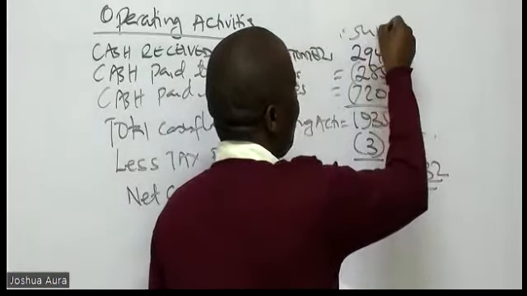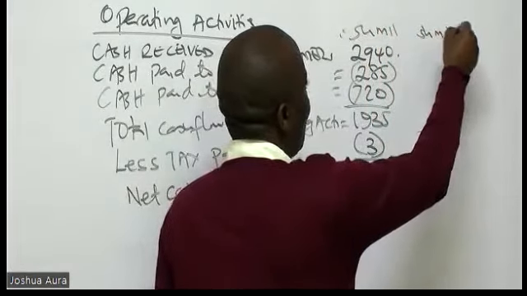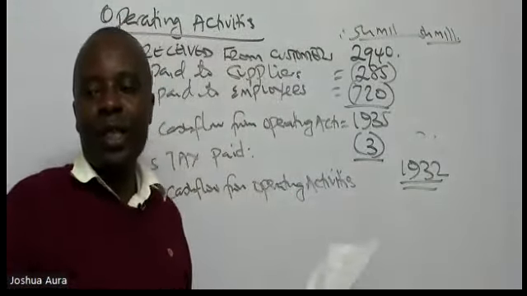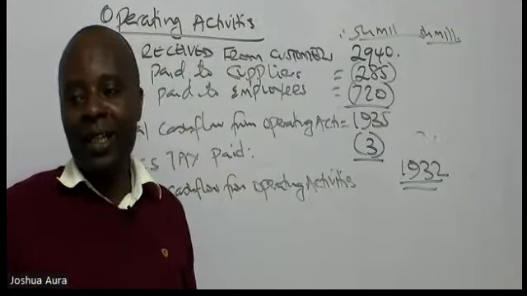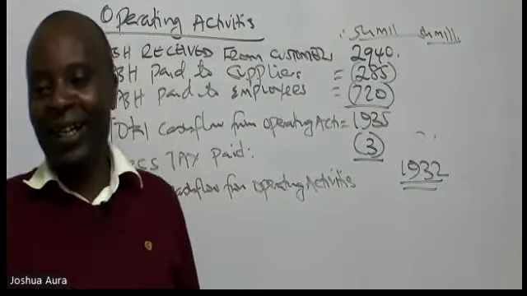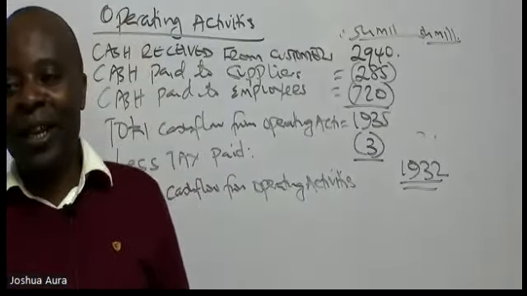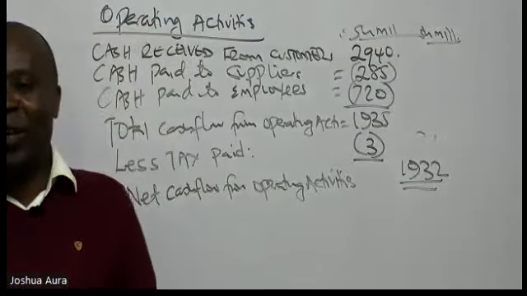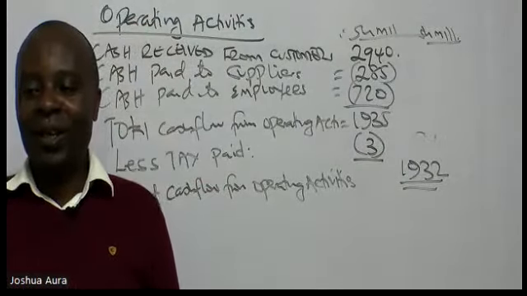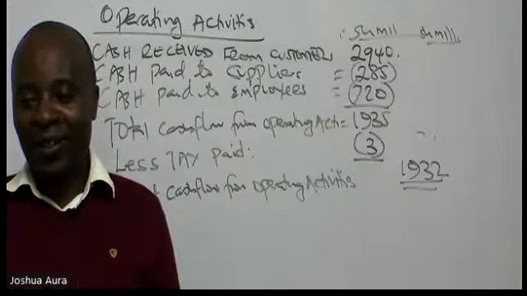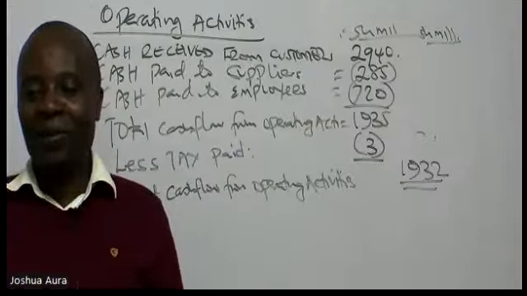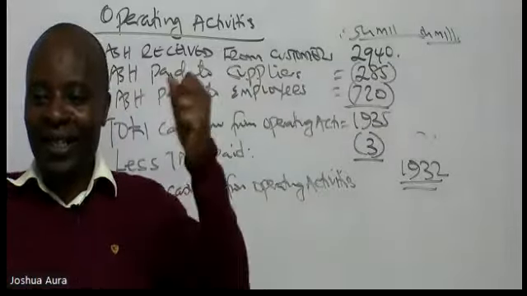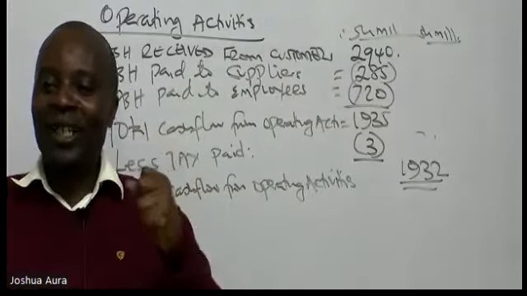So of course we have shillings millions here and shillings millions there, like that, 1932. So is this figure familiar? Is it familiar? Great, very familiar. Yeah. Great. Thank you very much. I'll work hard, Eric, to reach there.